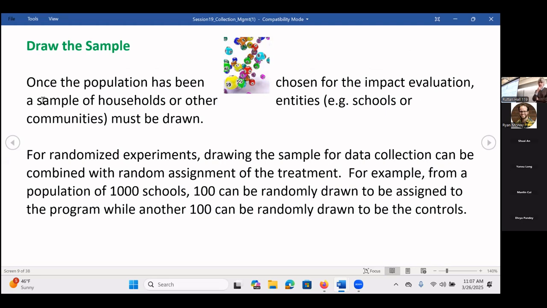So for RCTs or randomized experiments, you can basically say, okay, say there's this population of 1,000 or maybe 10,000 schools. I'm going to randomly collect data from 200, and half of them will be treated and half will be controls. So drawing the sample, if you're doing an RCT, can be combined with actually doing the randomization of assignment of whatever the units are to treatment or control.